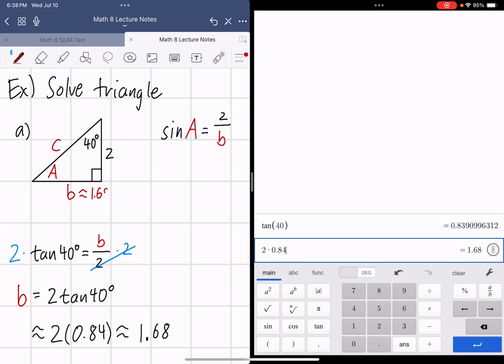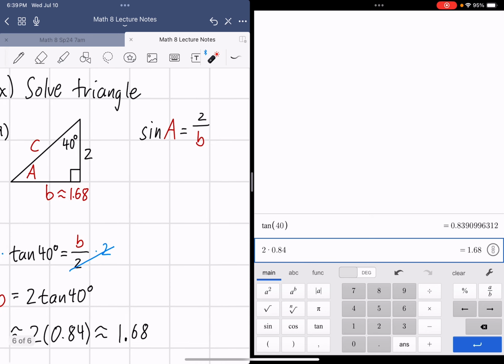Approximately 1.68 because I did approximate. Now, what I said before, I can just take the Pythagorean theorem and solve for this missing side. But like I said before, I don't want to use that method just because I want to practice using these trig ratios, more examples that I can give.